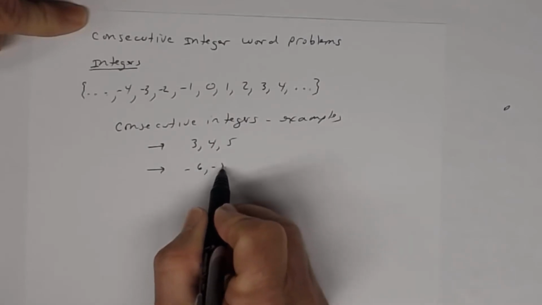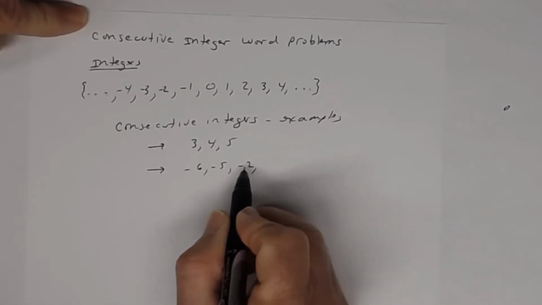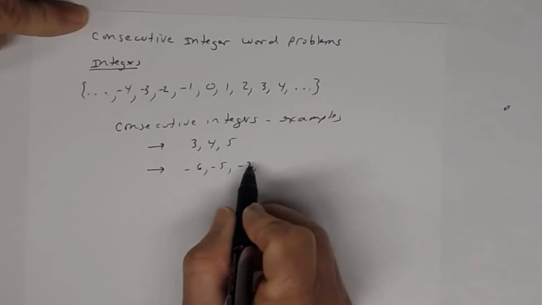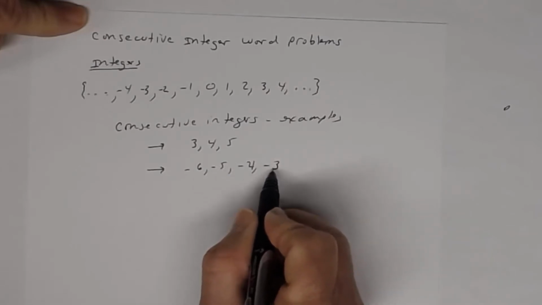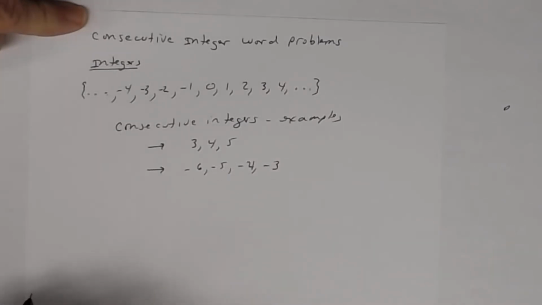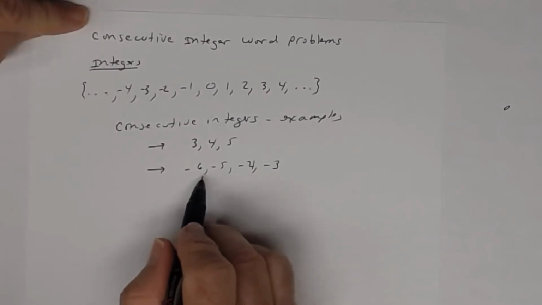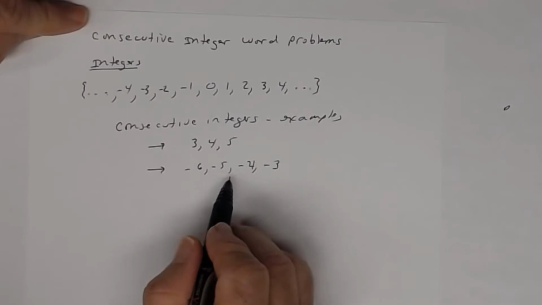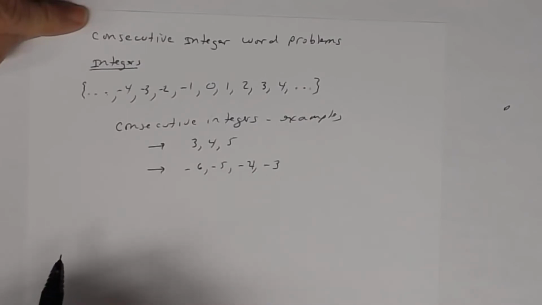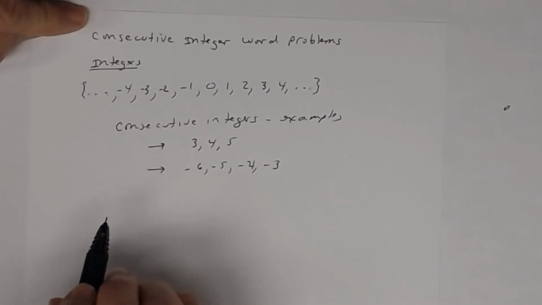-6, -5, -4, -3. Those are 4 consecutive integers. You understand that? 4 consecutive integers. -6, and the next one's -5, next one's -4, -3, and so on. Okay? So that's what I mean by consecutive integers.